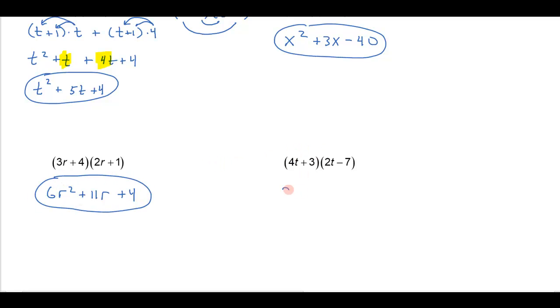I got 8t squared from the first ones. I got a negative 28, right? 4t, and then this is a negative 7, so it's negative 28. And then I got a plus 6 in the middle. So negative 28 plus 6, negative 22t. And then the 3 times a negative 7 is negative 21.